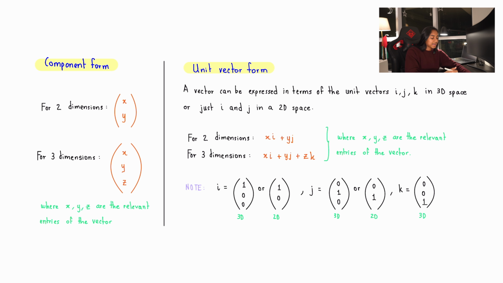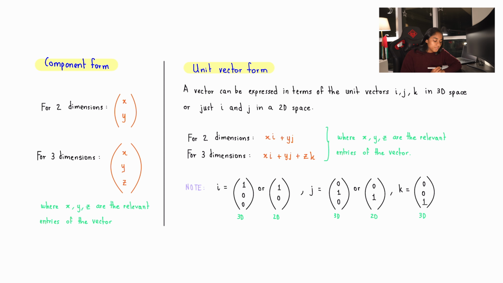Component form has 2 dimensions as well as 3 dimensions. We can write them in both. So can unit vector form. And they are actually equivalent to each other in the sense that we can exchange between them. We need to learn that. So for 2 dimensions, component form, we have x and y in a column within brackets. And for 3 dimensions, remember, we have 3 values. So x, y, and z in this column within brackets, okay? Where x, y, and z are the relevant entries of the vector.